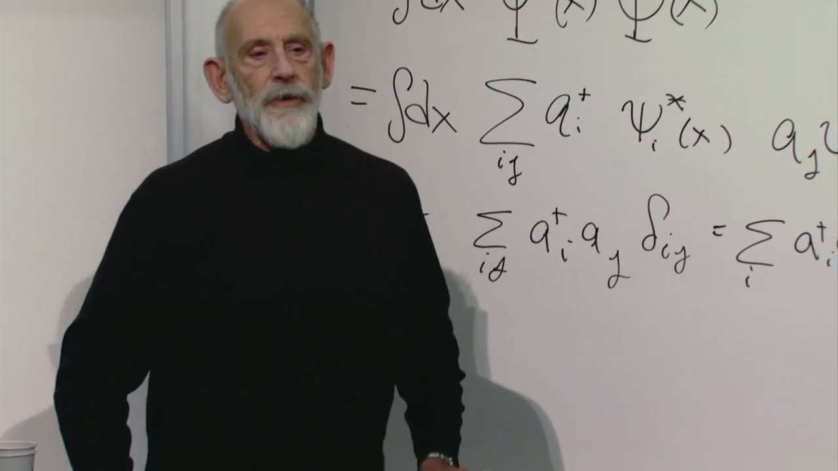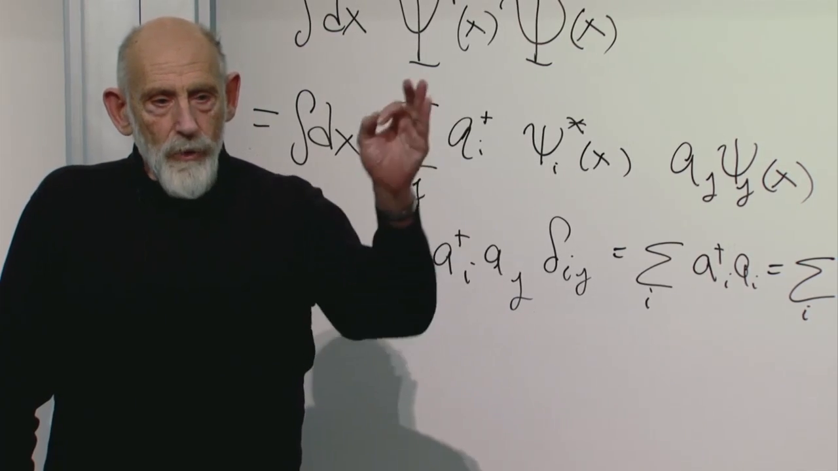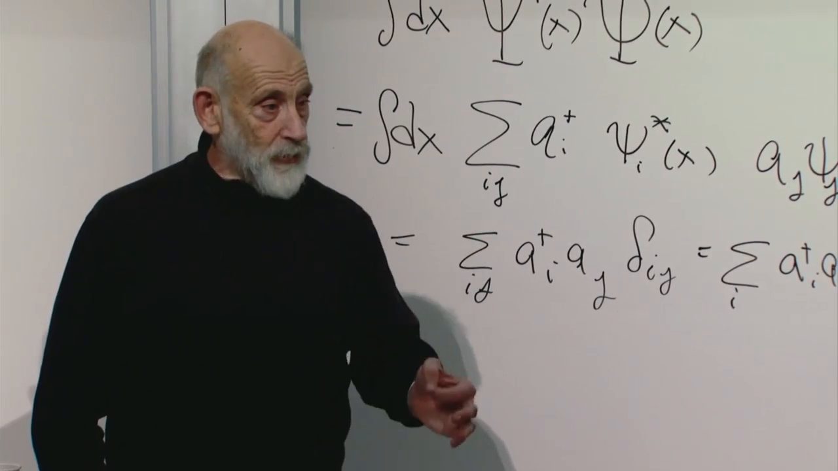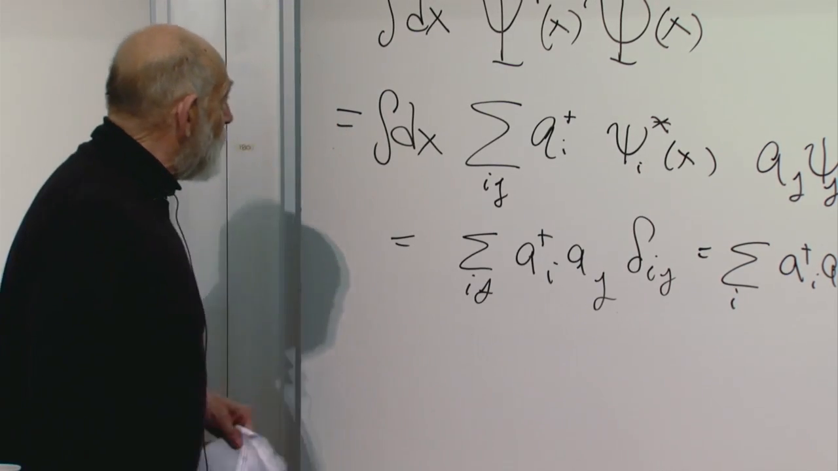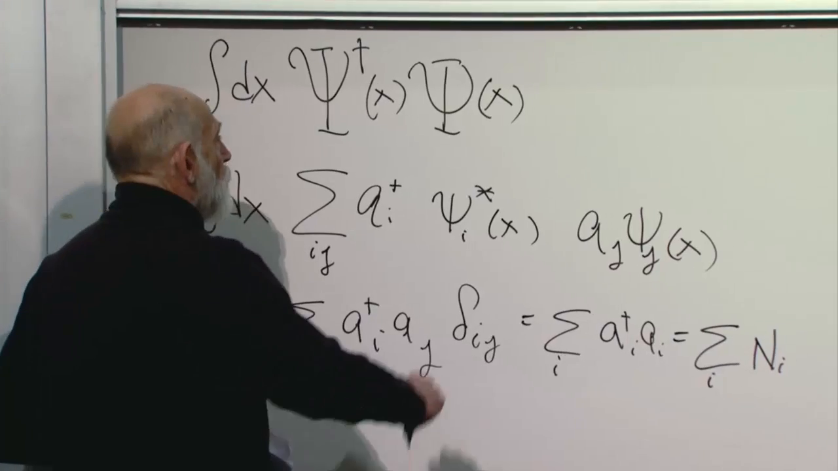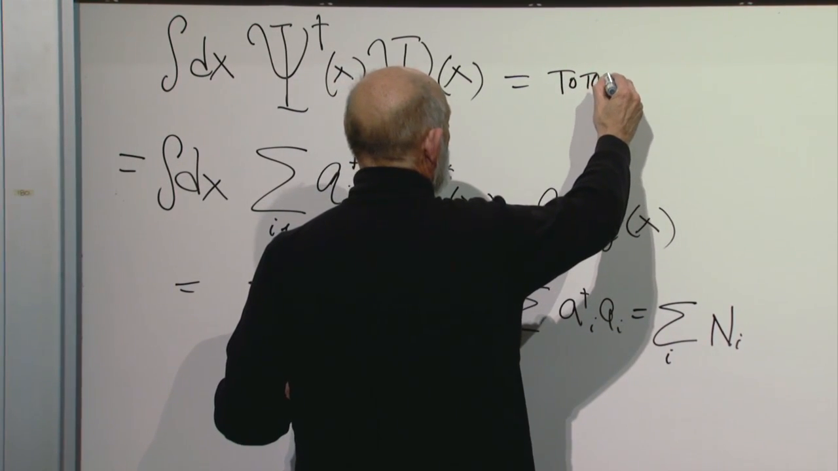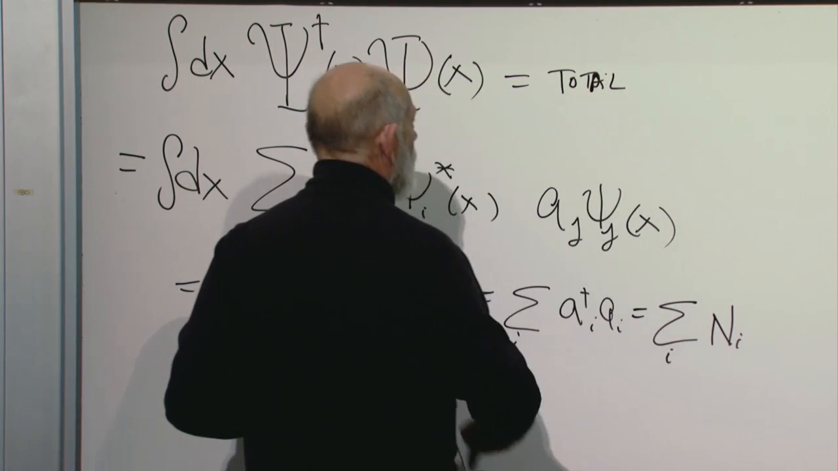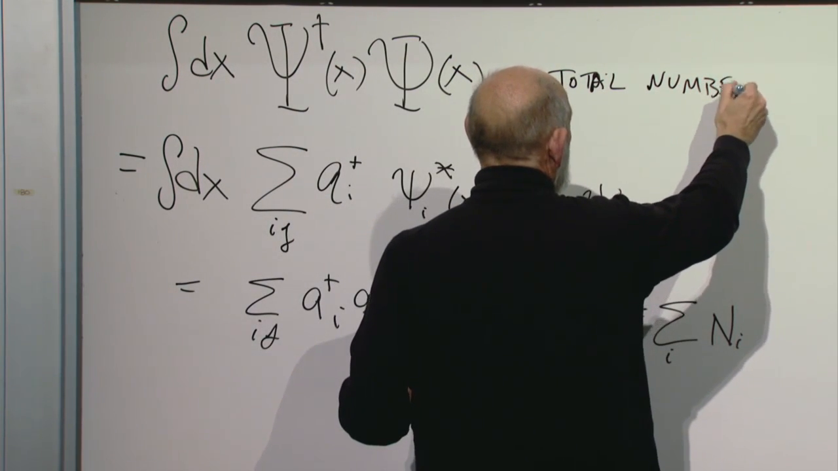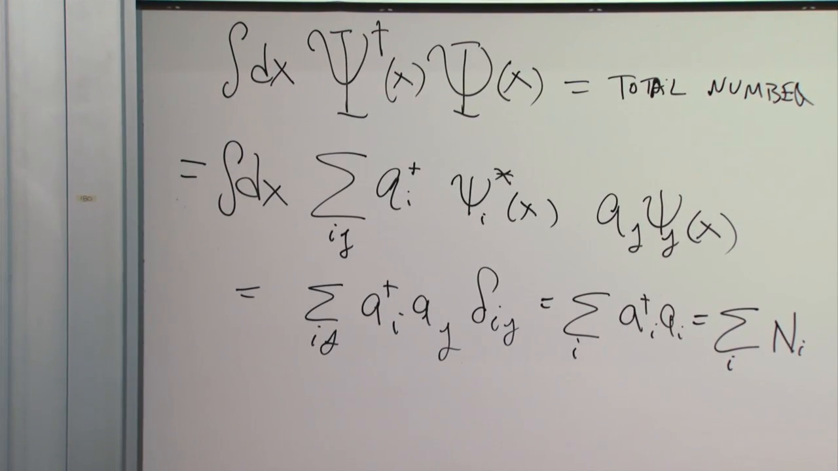In other words, it's just the total number of particles. The number of particles in the first mode plus the number of particles in the second wave function plus the number of particles in the third wave function. So what is this thing? It's an operator that represents the total number of particles. For each one of these Fock states, it's just a sum of the little n's.